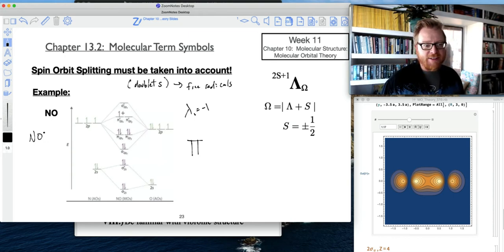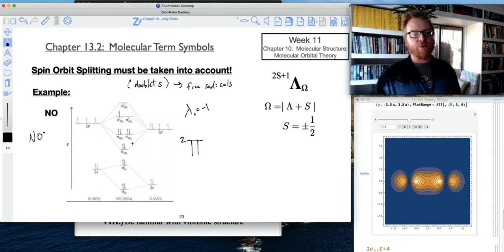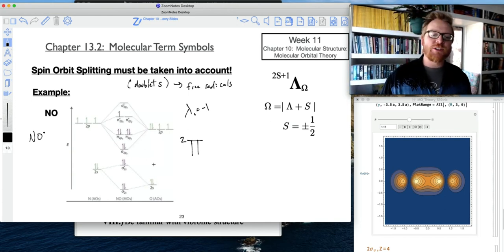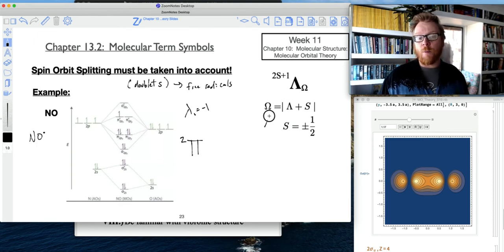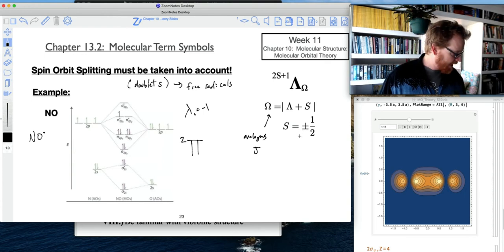And hopefully I recognize that it's got to be a doublet because it's one unpaired electron. And so now we're not so concerned here with noting if it's G or U symmetry, because with doublet states, what's more important is to take into account its spin orbit splitting. And so that is given by this omega, which is analogous to J for atoms, okay? And so omega is going to take on all values lambda plus S, all the way down to lambda minus S.